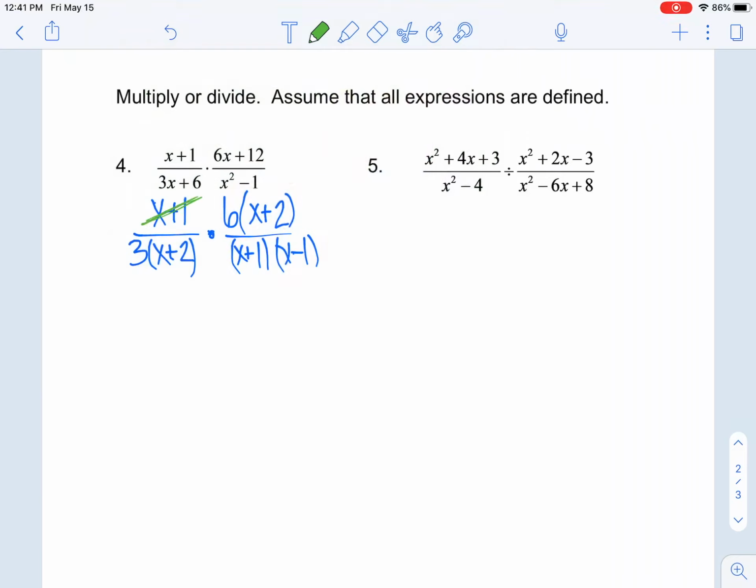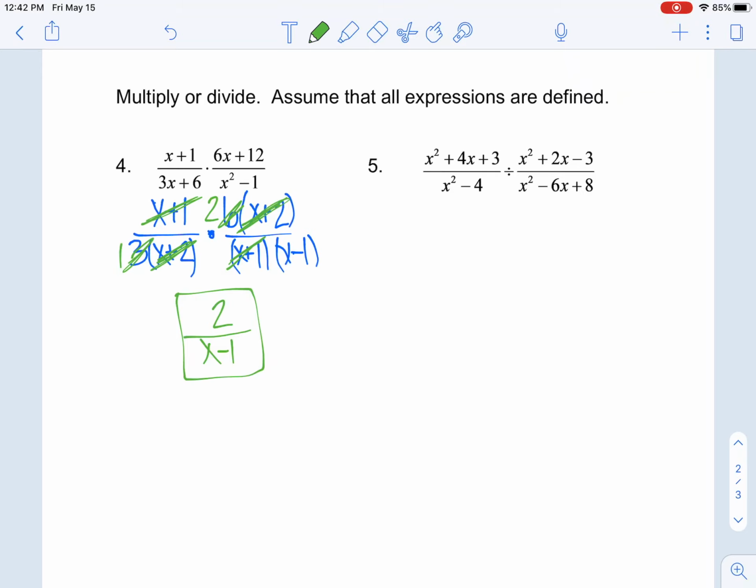Now we can simplify. We can cancel out x plus 1 and x plus 1, x plus 2 and x plus 2. Then we can also reduce. We have 6 divided by 3, so that would be a 2 and a 1. So on the numerator, we are left with 2. In the denominator, we have 1 times x minus 1, which is just x minus 1. So our final answer is 2 over x minus 1.